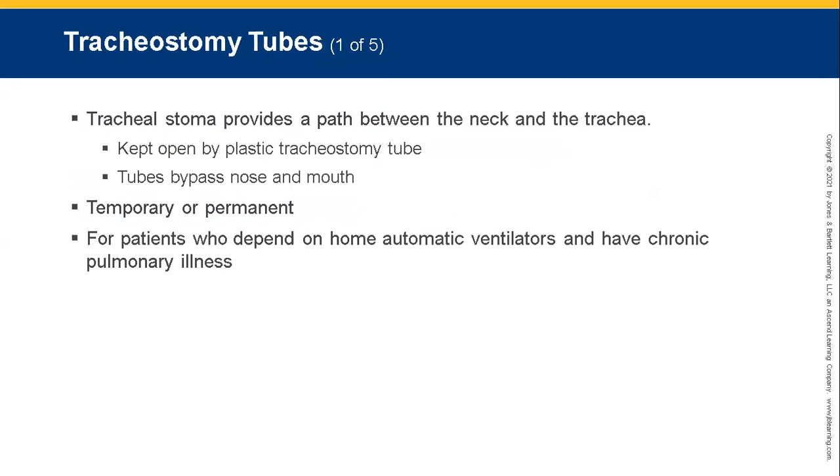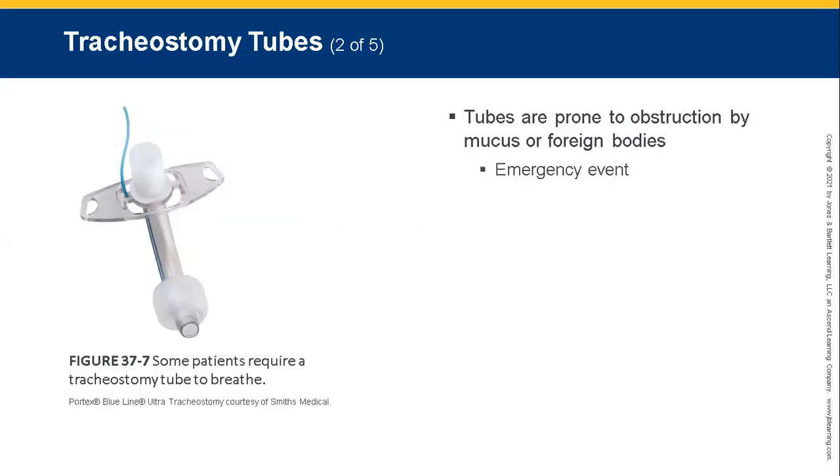Patients with tracheostomy tubes. A tracheostoma provides a path between the neck and the trachea, kept open by a plastic tracheostomy tube. The tube bypasses the nose and mouth. It can be temporary or it can be permanent. For patients who depend on home automatic ventilators and have pulmonary illness, these are the patients you will see with these types of devices. Tubes are prone to obstruction by mucus or foreign bodies. The most common issue is going to be mucus production or a mucus plug.